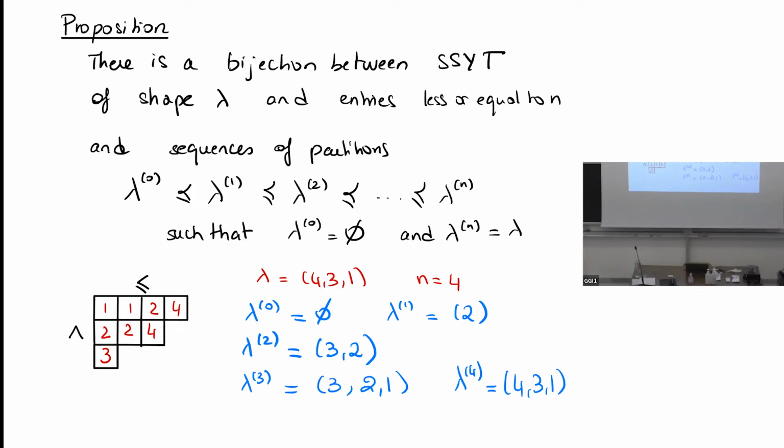So how do I go from my semi-standard Young tableau to a sequence of interlacing partitions? My first one is fixed to be the empty partition. And how do I get lambda i? That's the shape of the entries less or equal to i in my tableau. The entries equal to 1 give me the partition 2. The entries equal to 1 or 2 give me the partition 3, 2. The entries less or equal to 3 give me the partition 3, 2, 1. And the entries less or equal to 4 give me the full shape of the partition. Because of these conditions, weakly increasing in rows and strictly increasing in columns, it's easy to see that being a semi-standard Young tableau is the same as being a sequence of interlacing partitions.